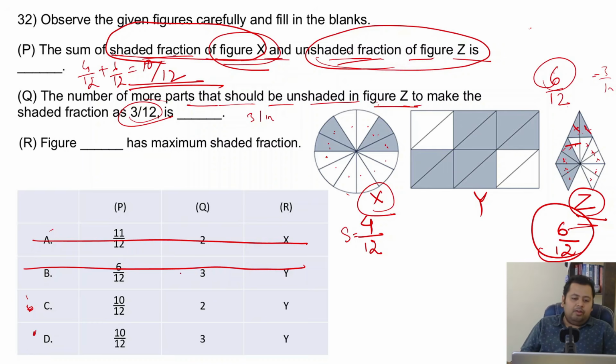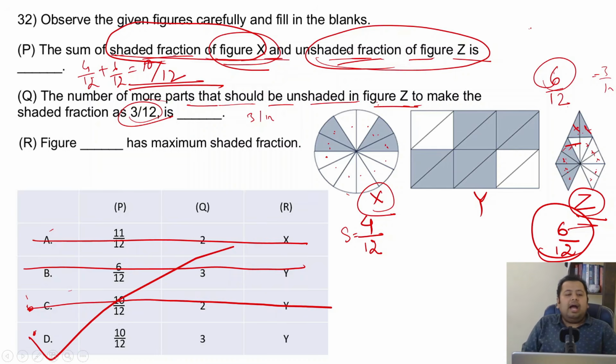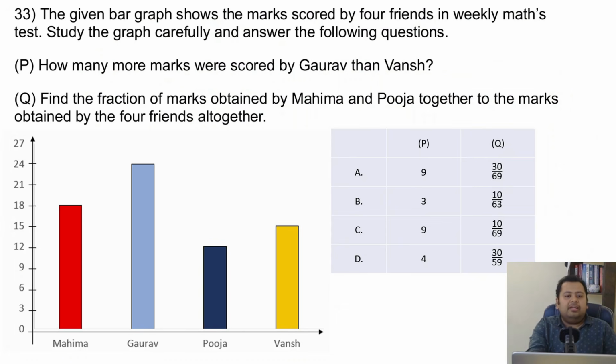So C also cannot be the right option. Option D is the correct answer. Hope you got this one correct. If you did, go to the comment section and say you got question number 32 correct as well. Obviously, this was a little difficult one.